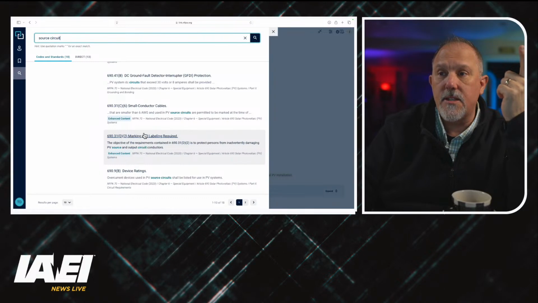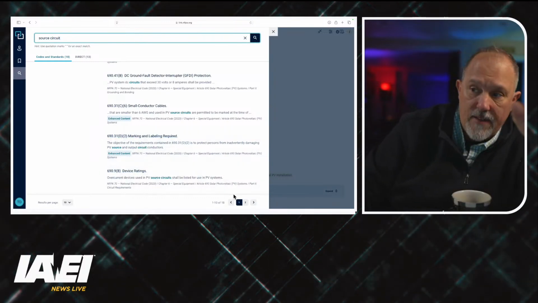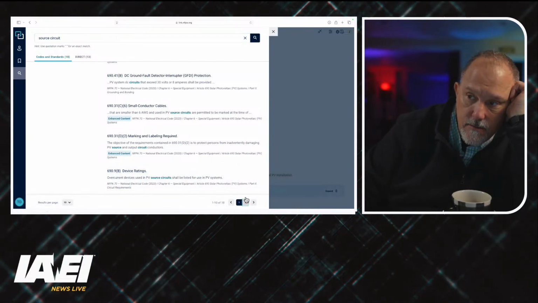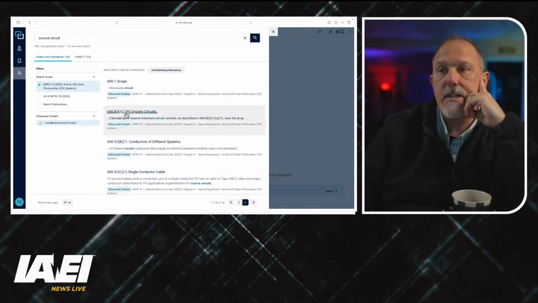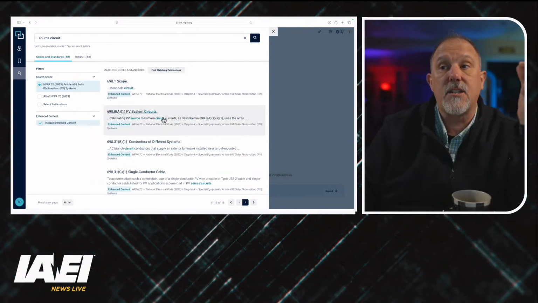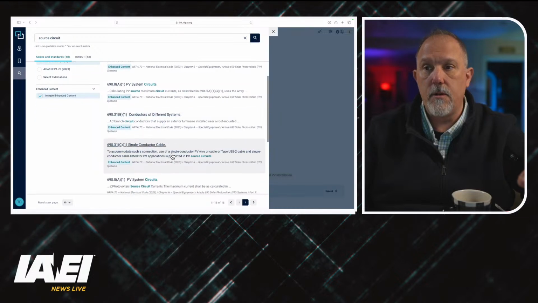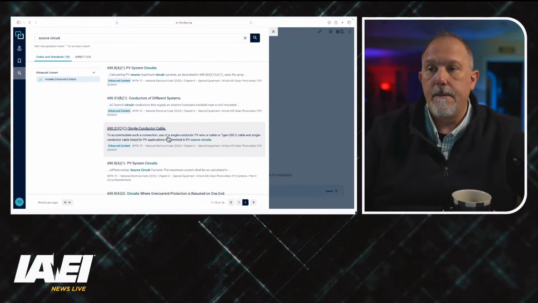Marking and labeling requirements. So we've got awareness. We're driving awareness through marking. Overcurrent devices used in PV source circuits shall be listed for those applications. 690.8, calculating PV source maximum circuit currents. So remember, one of the things that we do in PV systems, we'll take these circuits, these conductors, and we size them well beyond a normal overload, right?